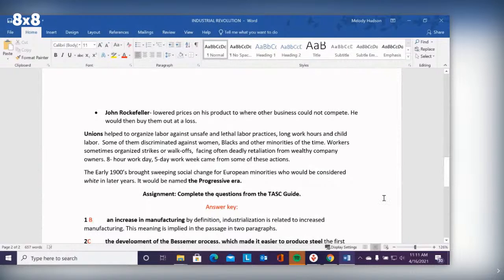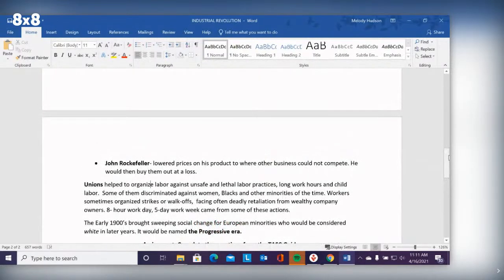So during this time, unions began to organize labor against unsafe and lethal labor practices, long work hours, and child labor. People were dying. There were fires in factories, and the doors were locked. People would lose limbs. People would die very often, and they had no protections. Also against the wages, they couldn't complain. They had nowhere to go.